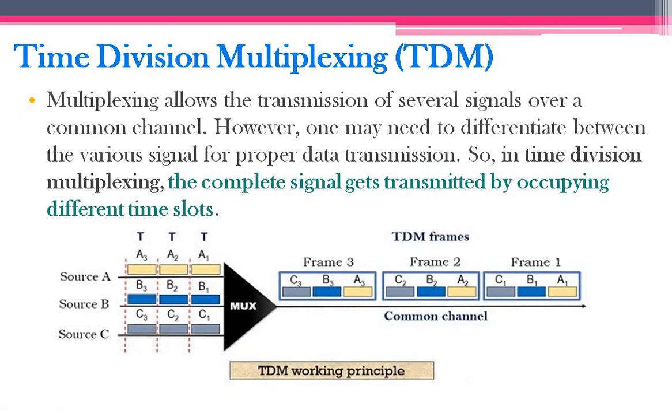The important thing we need is to differentiate between the various signals for data transmission. So in TDM the complete signal gets transmitted by occupying the different time slots. So in the first time slot A3, B3, C3, in the second time slot A2, B2, C2, and in the third time slot A1, B1, C1.